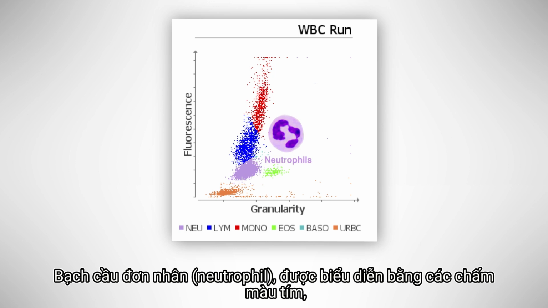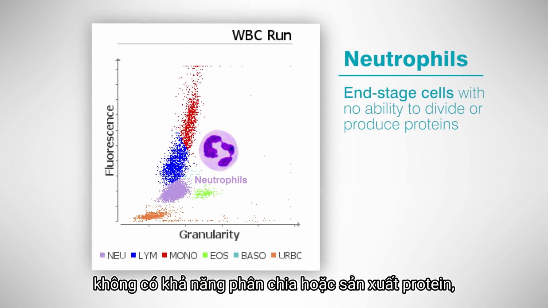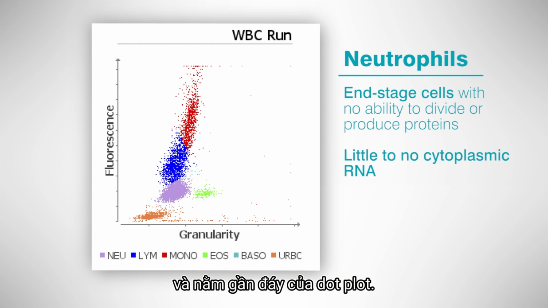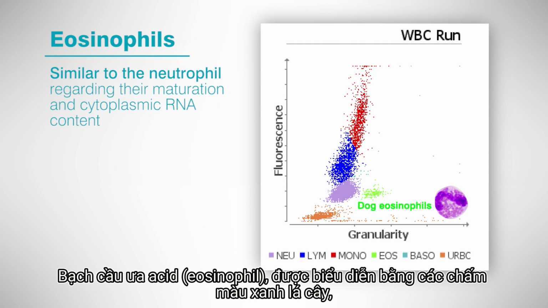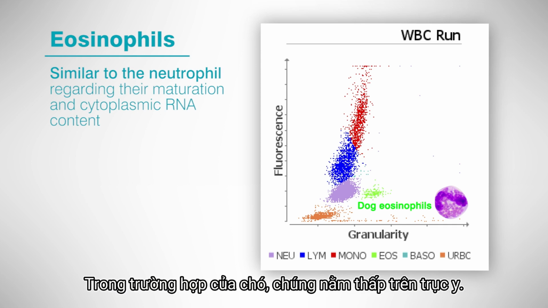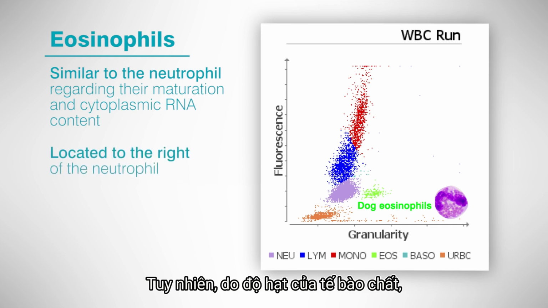The neutrophils, represented with purple dots, are end-stage cells with no ability to divide or produce proteins, and therefore they have little to no cytoplasmic RNA, and they're located near the bottom of the dot plot. The eosinophils, represented by green dots, are similar to the neutrophil regarding their maturation and cytoplasmic RNA content, and in the case of the dog, they're low on the y-axis. However, because of the granularity of the cytoplasm, they're located to the right of the neutrophil.